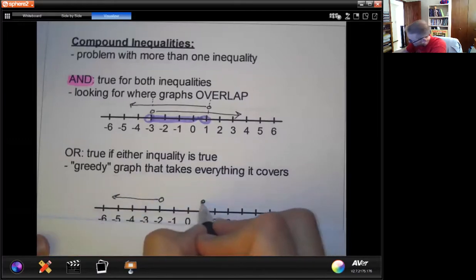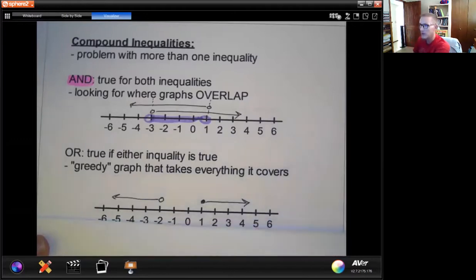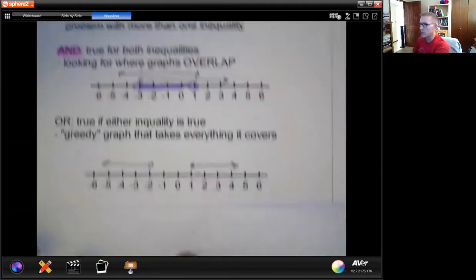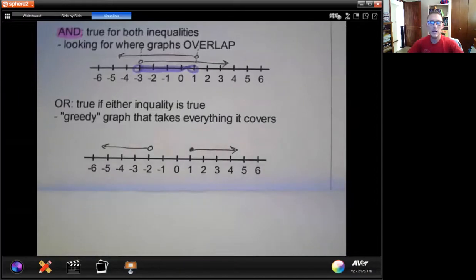And I can have one open dot and one closed dot. I can have two open dots. It doesn't really matter. An or is usually going to present itself with the lines going in opposite directions. Now, there will be some special case scenarios we'll get to later where that necessarily isn't true.